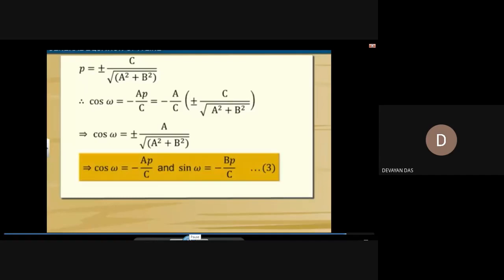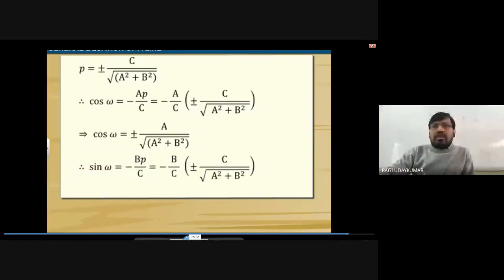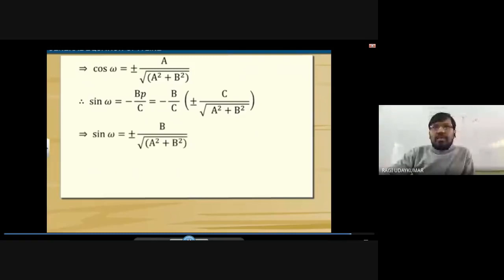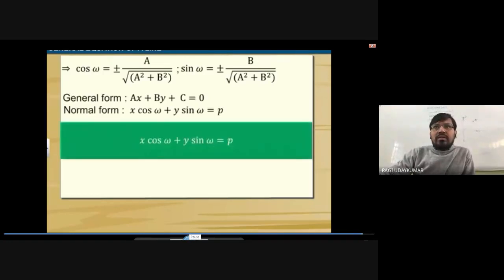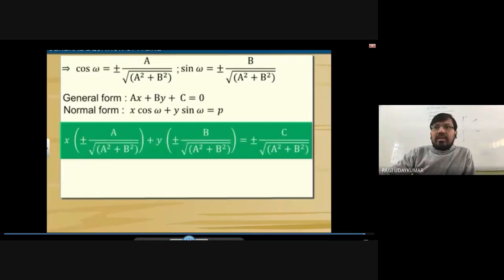Yes, sir. Now here cos omega you can get it as plus or minus a by under root of a square plus b square, and sin omega you can get it as plus or minus b by under root of a square plus b square. So when you get cos omega and sin omega, in the general form ax plus by plus c, you substitute the a, b, c values and you are going to get it in the form of cos omega and sin omega. This is the general form to normal form conversion. So here the p value is plus or minus c by under root of a square plus b square.